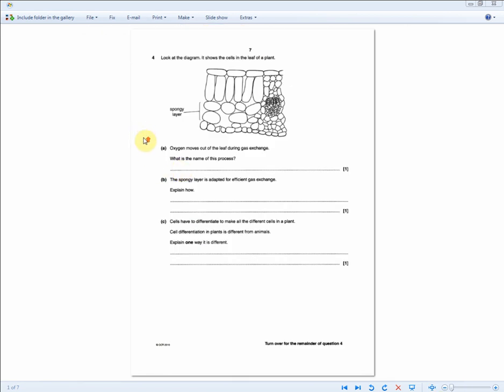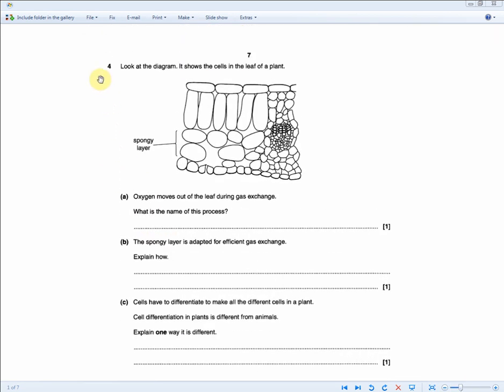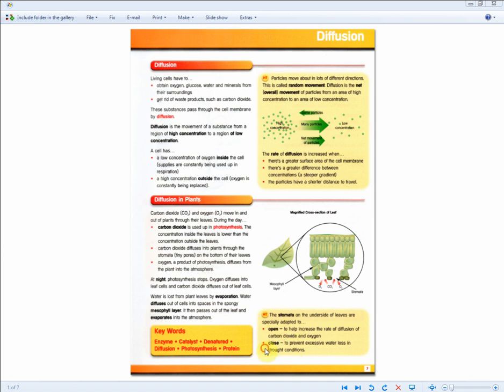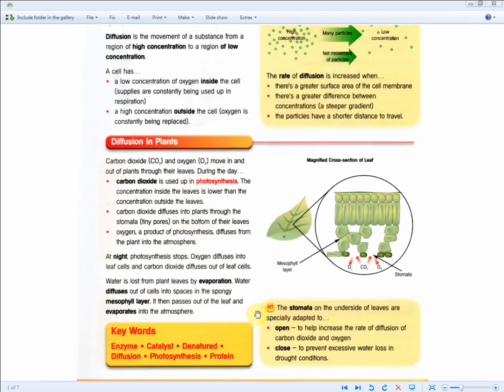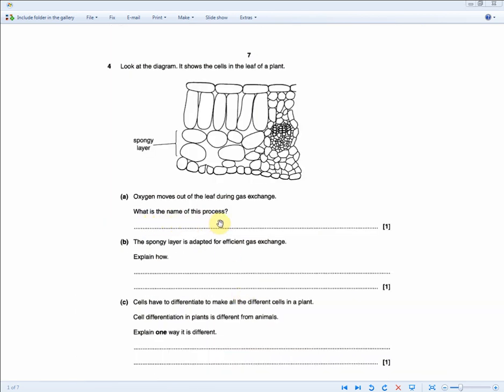The final exam question for diffusion is asking you to look at the diagram. It shows the cells in the leaf of a plant. Okay, so oxygen moves out of the leaf during exchange. What is the name of this process? For one mark, you should know, because we've seen this section already, it's down here. The stomata is specially adapted to help increase the rate of diffusion of carbon dioxide and oxygen. So the magical word here is diffusion to get you the one mark. So the name of the process is diffusion.